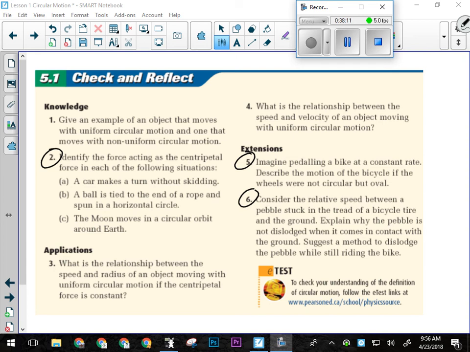So how can you dislodge the pebble while still riding the bike? I actually had a person say, get a stick. Like, yeah, that's going to end well. No, just ride faster. Okay? If you ride a little bit faster, you might get beyond the ability of friction to hold the rock in the tread, and it'll fly out.